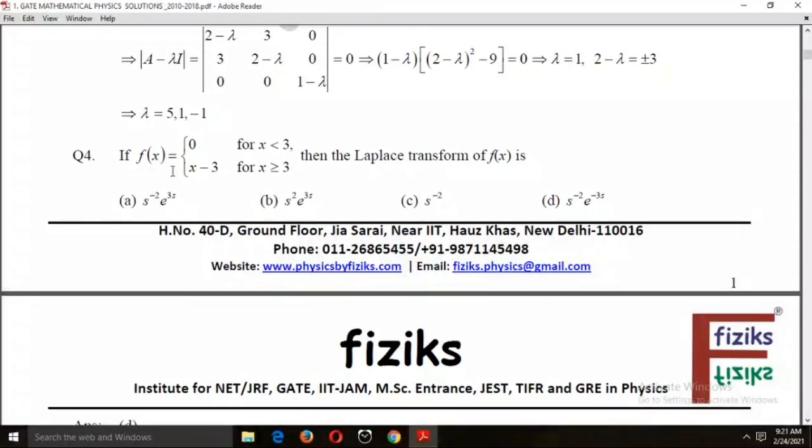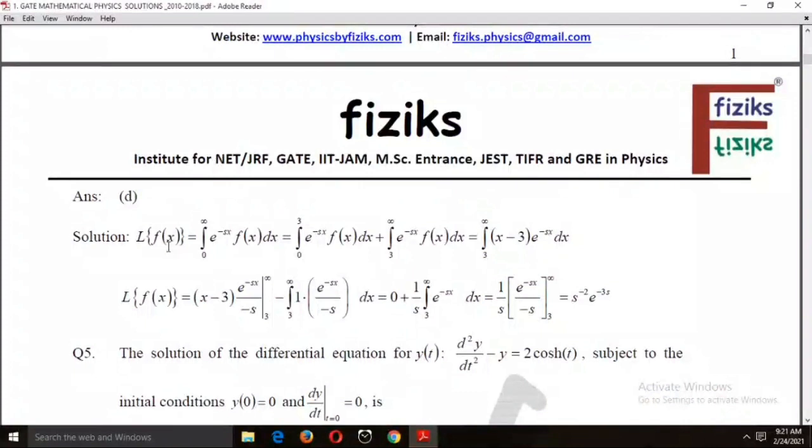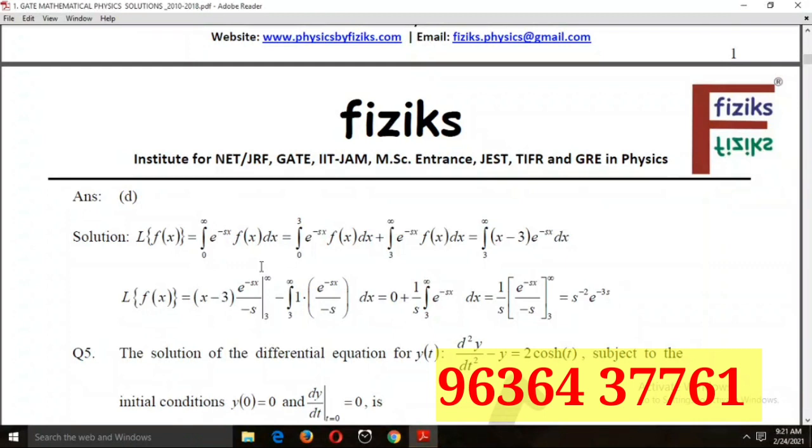If f(x) equal to 0 for x less than 3 and x minus 3 for x greater than or equal to 3, then the Laplace transformation of f(x) will be. So it can be solved by this. Laplace transformation of f(x) will be the integral from 0 to infinity of e raised to power minus sx f(x) dx, which is the integral from 0 to 3 of e^(minus sx) f(x) dx plus the integral from 3 to infinity of e^(minus sx) f(x) dx.